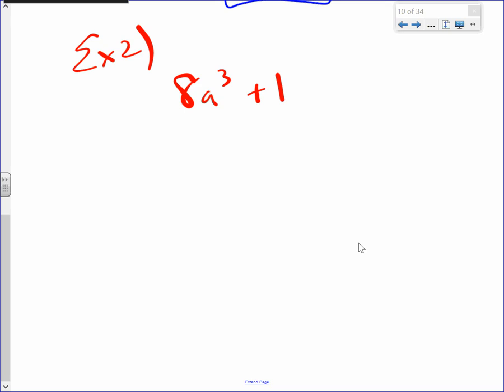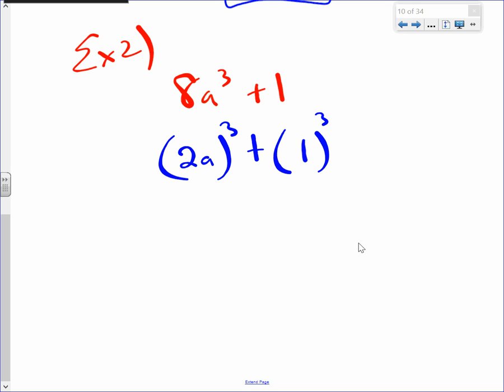Can I write 8a cubed as something to the third power? How would I write this as something cubed plus something cubed? What would go in the parentheses here to make this? 2a, okay. 2a quantity cubed becomes 8a cubed, because 2 to the third power is 8. Right, Rios? What about 1? 1 to the third power, that's 1. 1 times 1 times 1 is 1. Right?